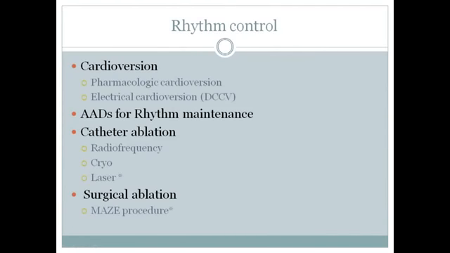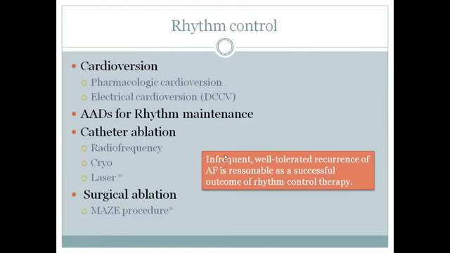We have different ways to do it. We have cardioversion, which can be pharmacological or electrical, in an emergency situation or an elective situation. We have antiarrhythmic drugs for rhythm maintenance, not conversion but maintenance. We have catheter ablation with different energies: radiofrequency, cold, cryoablation, and laser. This is not approved yet, this is tested. And surgical ablation, the MAZE procedure. I'm not going to go much into it because I'm not a surgeon and I don't like blood.